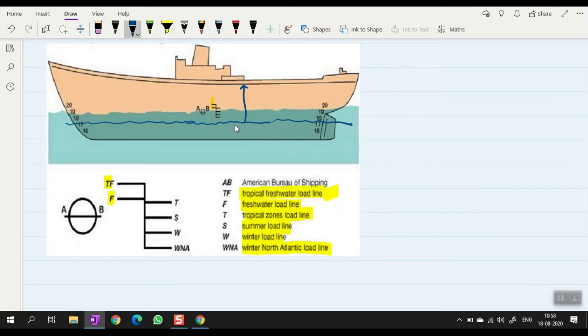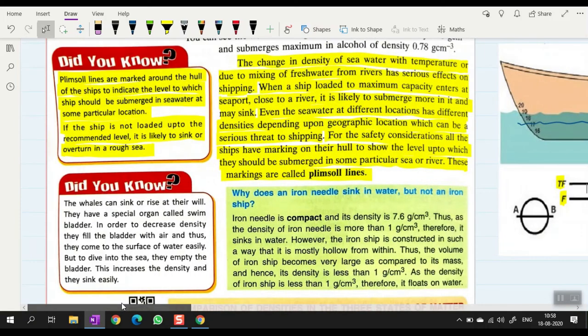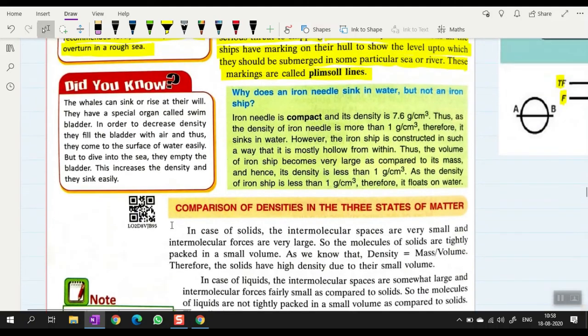And the plimsoll line helps us understand how much the ship is sinking or floating above the level of water. And the direct application of this plimsoll line comes from the concept of relative density, right? So that's a practical application of relative density. Okay, one more important thing you should know: the whales can sink or rise in water at their will, and also the submarines. Okay, let's talk about whales first.